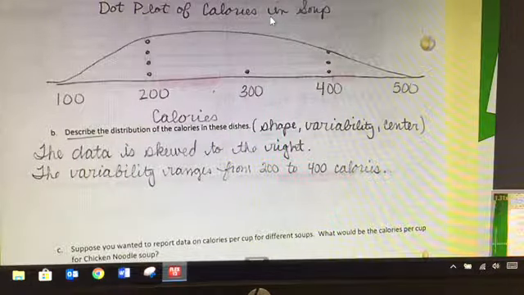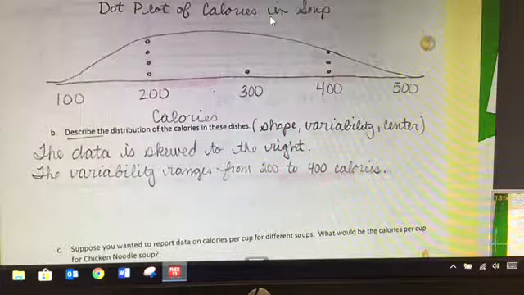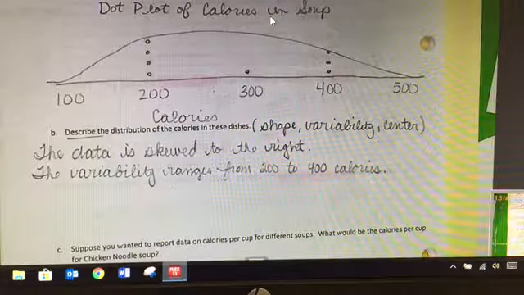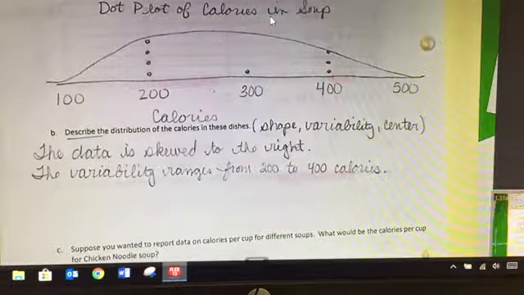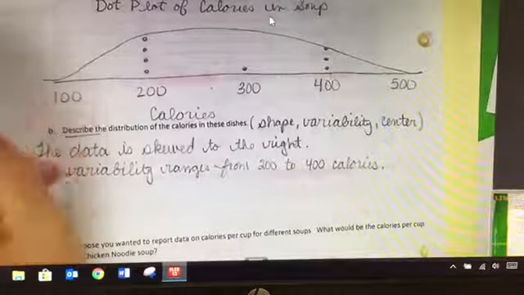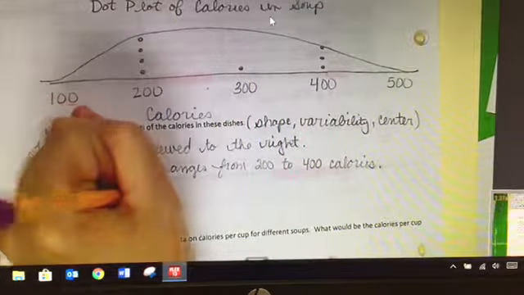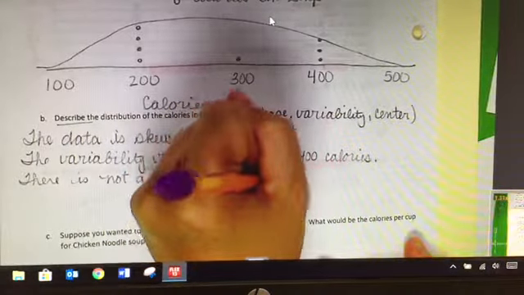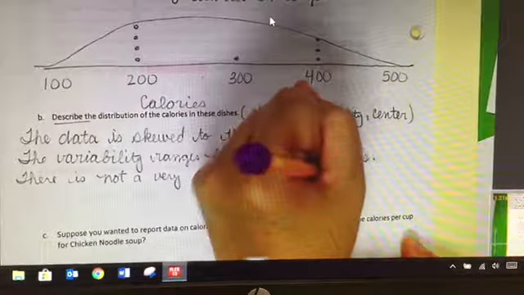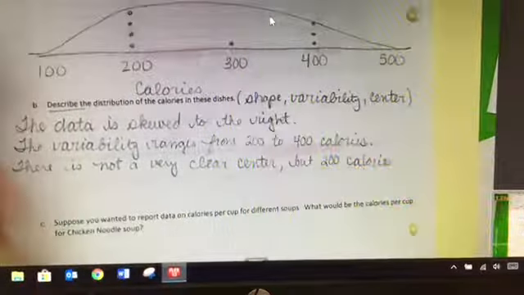Where do you guys think the center of this data would be? Tyler, what do you think? Okay, probably about 200. Is it really clear on this one where the center is? No, it's not like we have a whole bunch lumped together in one spot and you can tell. But if you were going to pick, 200 would be a reasonable center. So there is not a very clear center, but 200 calories has the most data.